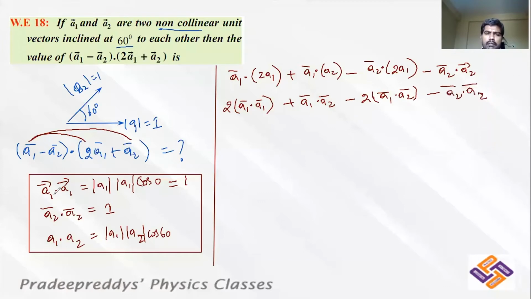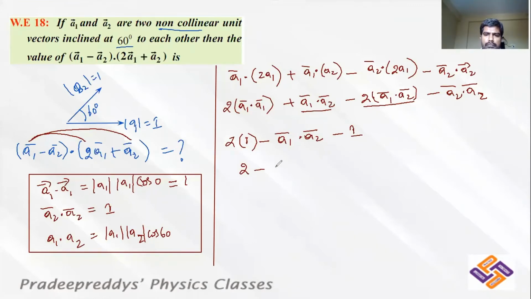Now we already know A1 dot A1 is equal to 1, A2 dot A2 is equal to 1, and A1 dot A2 is equal to A1 A2 cos 60. I'll use that here. What is A1 dot A1? It is 1, so 2 into 1. Plus A1 dot A2 and minus 2 A1 dot A2 will be minus A1 dot A2. So I'll substitute that here: minus A1 dot A2, minus A2 dot A2, which is 1.